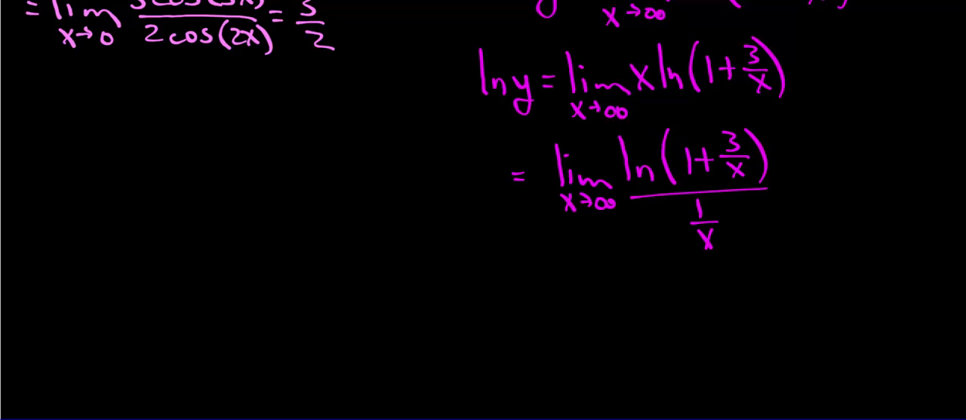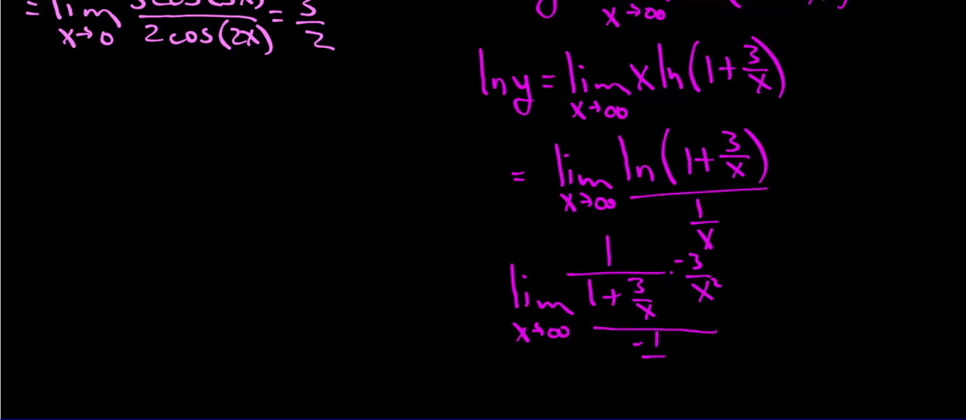So here we go. We're going to take the limit of the derivatives. So the derivative up top, here we go. We got 1 over 1 plus 3 over x times the derivative of 1 plus 3 over x, which is negative 3 over x squared. And then the derivative of the bottom here, this is x to the negative 1. That's going to be negative 1 over x squared. Now notice that this minus here, we cancel. We've got 1 over x squared up top and on the bottom.